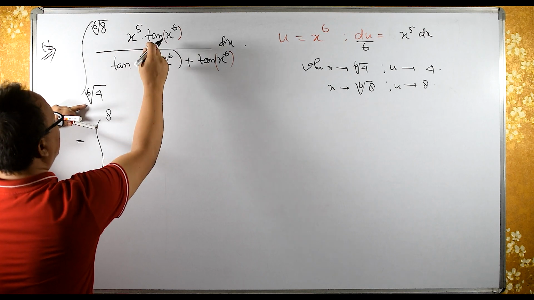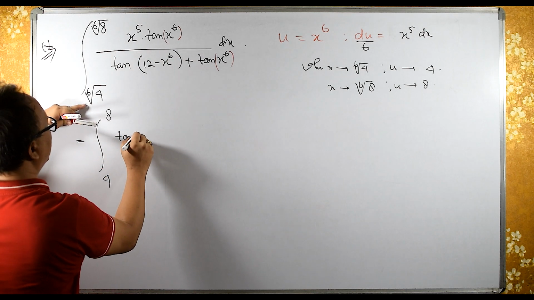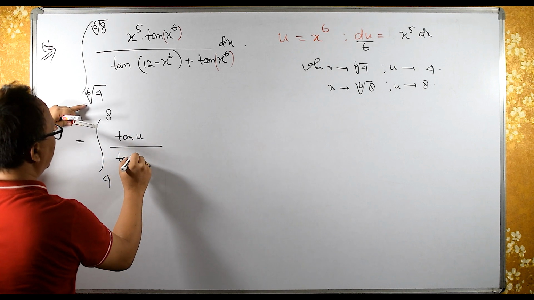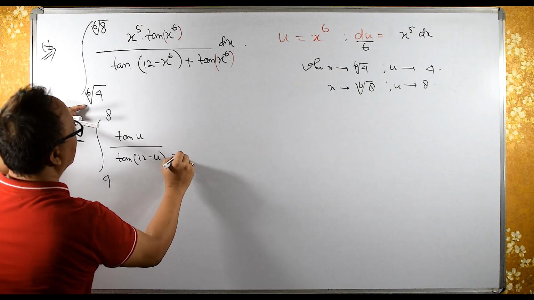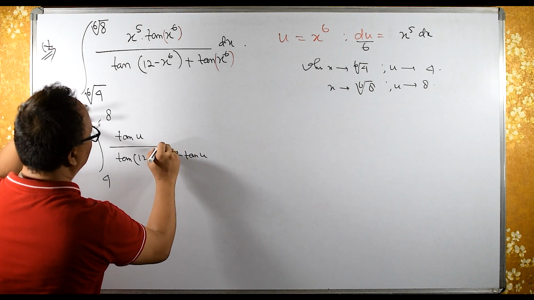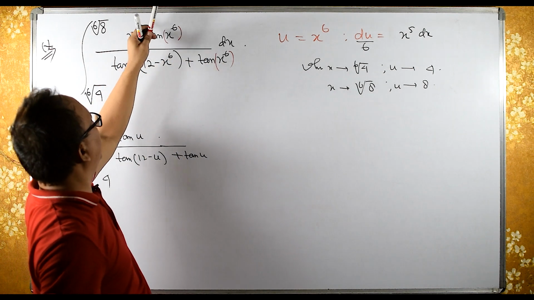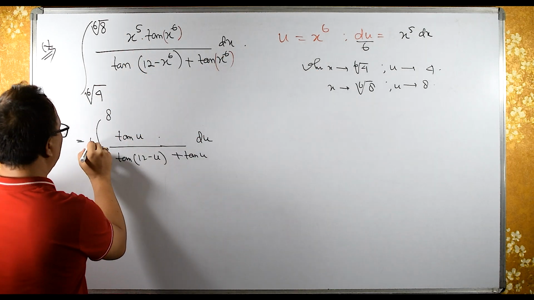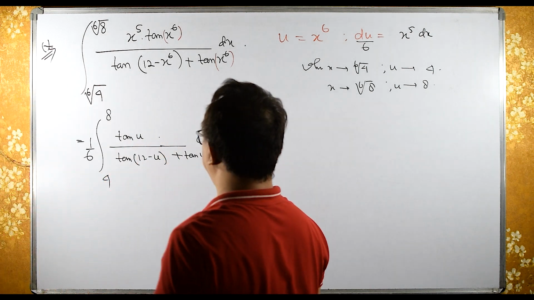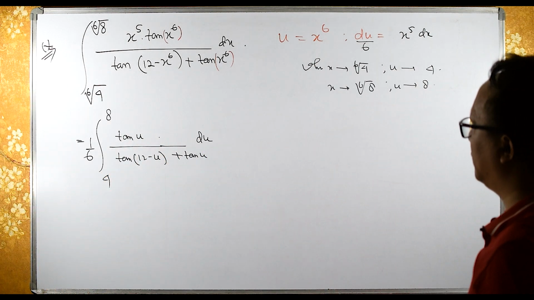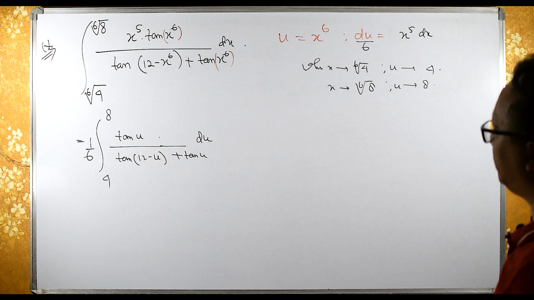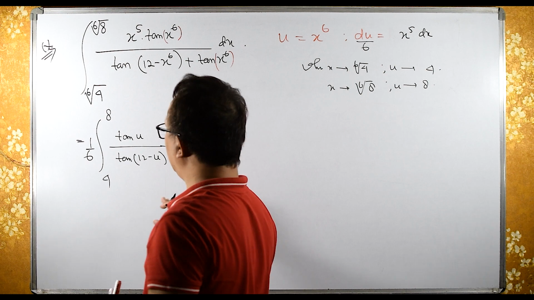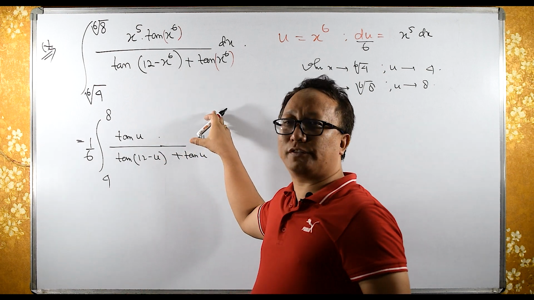What about this? This is tan of u upon tan of 12 minus u plus tan of u, into, okay, now x raised to 5 times dx becomes du upon 6. Here we have du upon 6, so 1 by 6. Okay. Now here I will use King's formula.